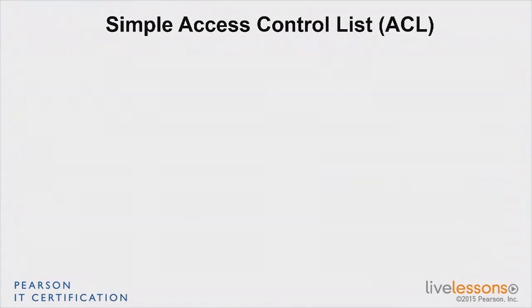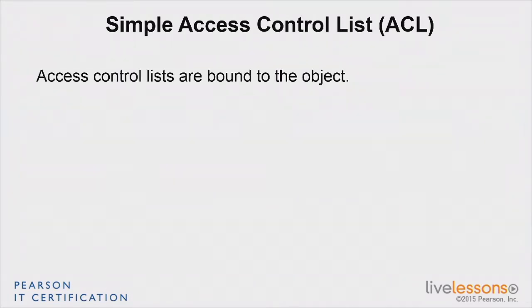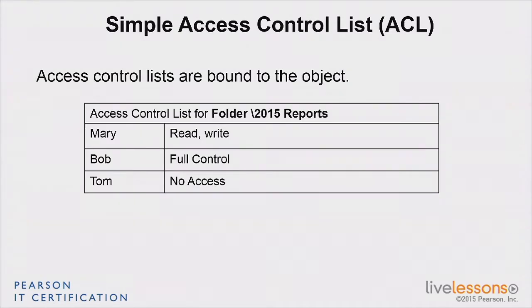This is a very simple access control list, often referred to as an ACL. Again, the access control lists are bound to the object. So we may have an access control list for the folder 2015 reports. And for that folder, we'll say Mary can read and write, Bob has full control, and Tom has no access. But it's bound to the object. And in this case, the 2015 reports is our object. So a simple access control list, or any access control list for that matter, is bound to the object.